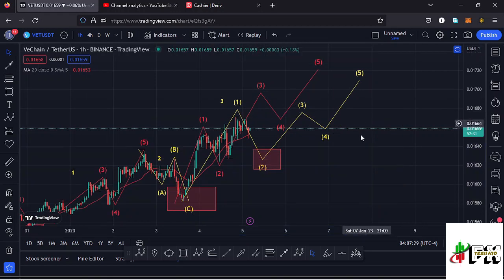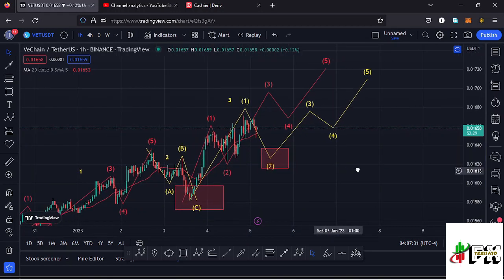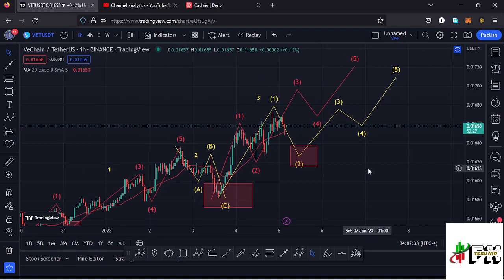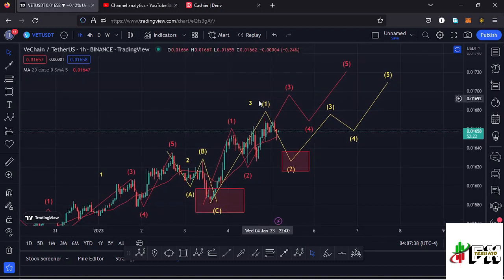So let's be patient and see how that plays out, and as the chart continues to unfold, I'll be giving you the most valid Elliott wave count that we can have over here on the Vechain chart in the formation of these higher Elliott wave count 3 to the upside.